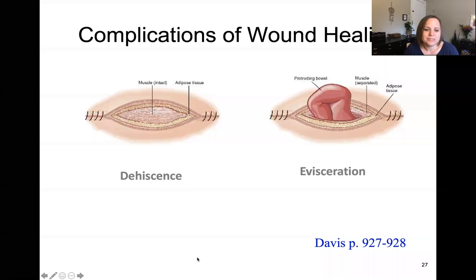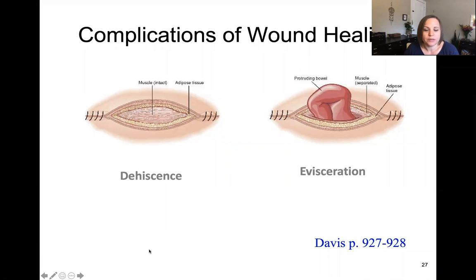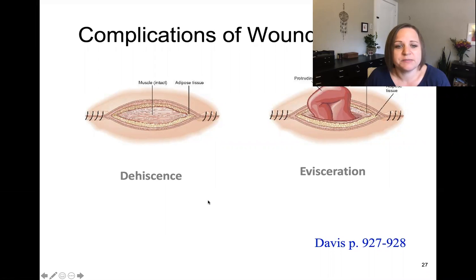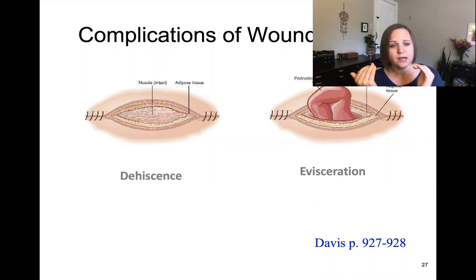Now, not all wounds heal the way we hope they will or the way that we want them to. And so you can have some complications of wound healing. Your Davis text talks specifically about these. The first type is dehiscence, where that top layer of skin actually opens up after it's already been closed. The muscle's intact, but you can see the adipose tissue, that fatty layer, and that wound has split open, which had previously been closed.